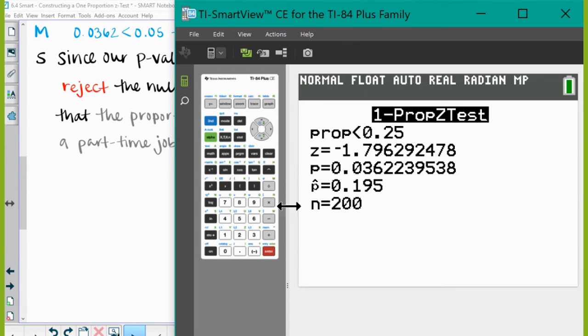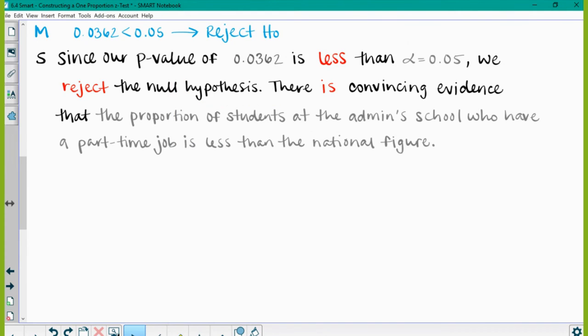And if you notice, z is equal to negative 1.7963. And the p-value is 0.0362, which is exactly what we got when we did it by hand.